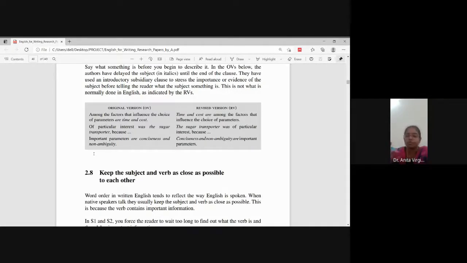He had some interest. What type of interest? That is just explained later. So important parameters are conciseness and non-ambiguity. So again, conciseness and non-ambiguity are important parameters. Got it? So the subject should be used properly and it should be in the first place followed by the verb. Okay.